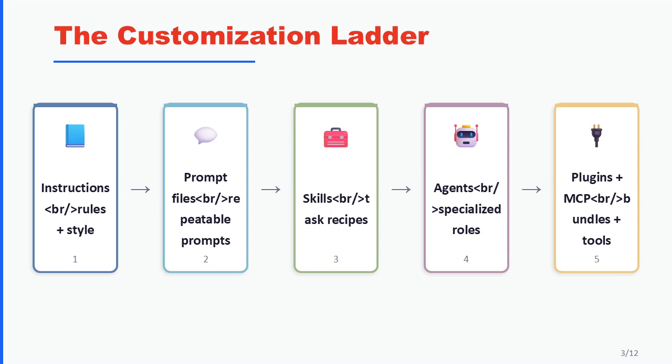This ladder makes the whole topic simple. At the bottom, instructions tell Copilot your coding rules. Prompt files save repeatable prompts. Skills are reusable task recipes with instructions, scripts, examples, and resources. Custom agents give Copilot a role, like reviewer, tester, or release engineer. Plugins bundle these things together for installation. MCP and extensions connect Copilot to external tools and data. You do not need all of this on day one. You climb the ladder only when the previous step is not enough.